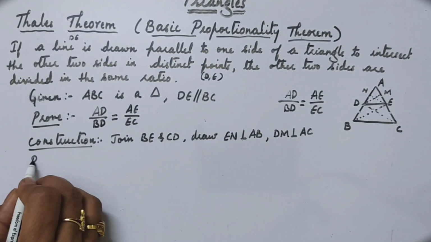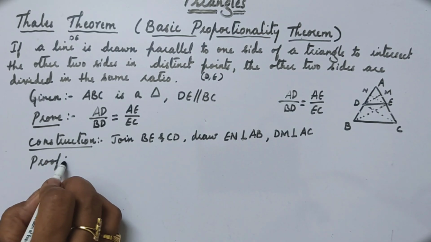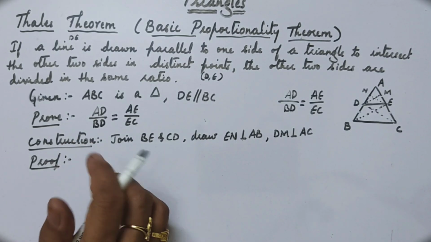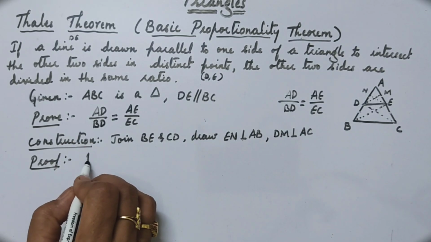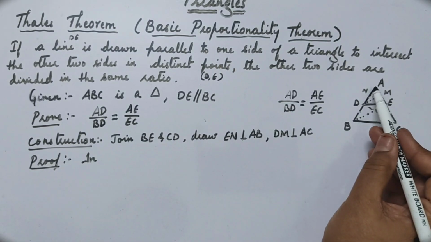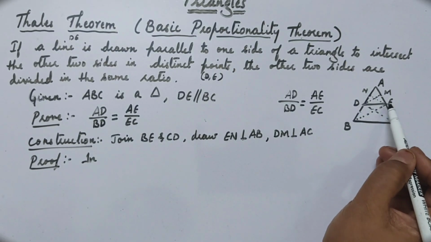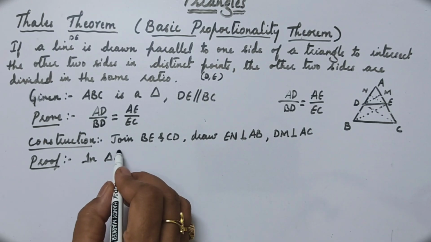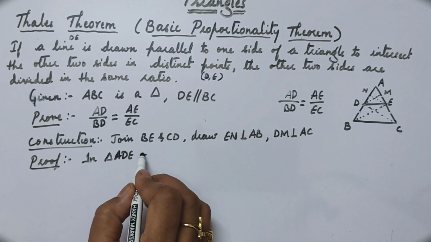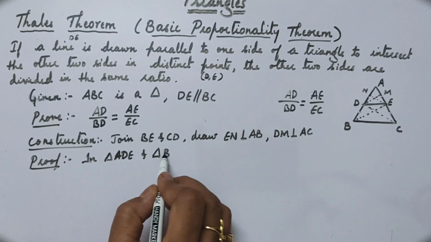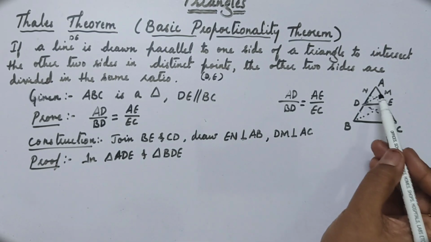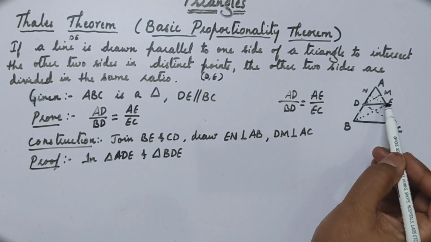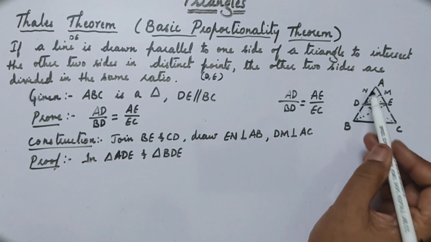Okay, now proof. We need to prove and get the result. Okay, now proof. We have got two triangles, that is ADE and BDE. We have got triangle ADE and triangle BDE. These are the two triangles ADE and BDE on one side.